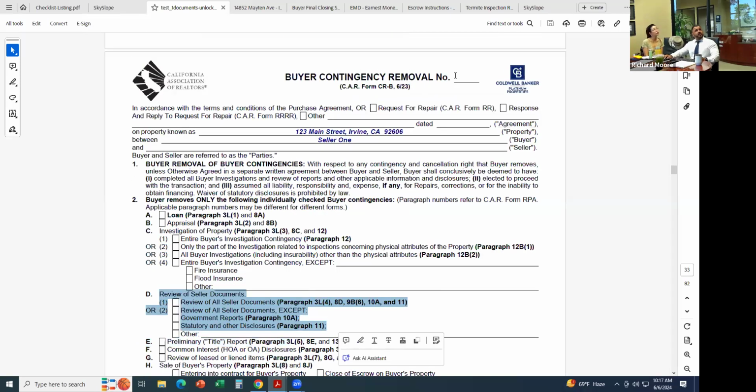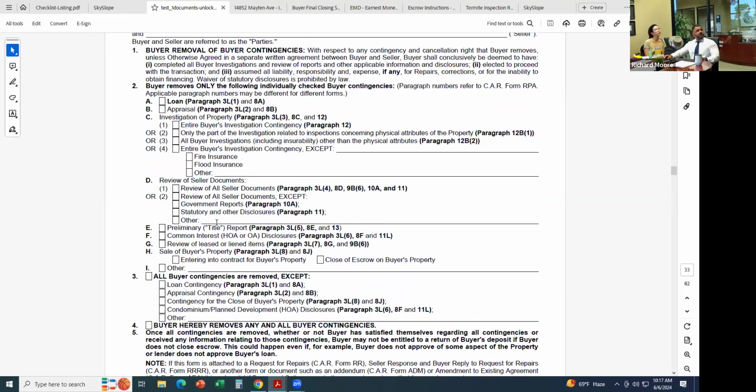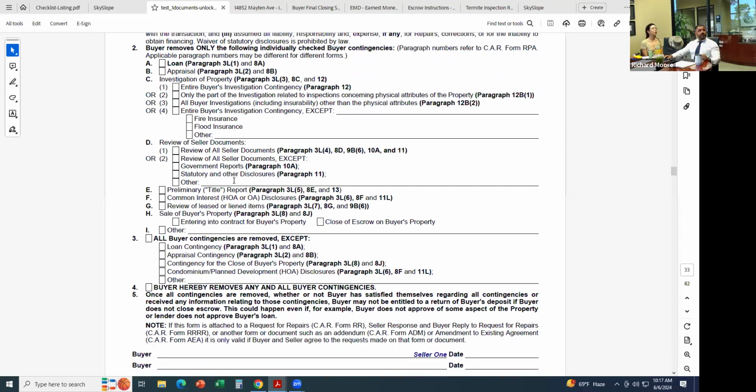And then that's gonna be contingency removal number 2. And then maybe the appraisal contingency. So there's a bunch of different ones you can remove individually if you want to. But typically, maybe you're gonna remove contingencies along with your offer. And you can check mark the ones that apply here, right? Or you don't remove any contingencies until you're supposed to.